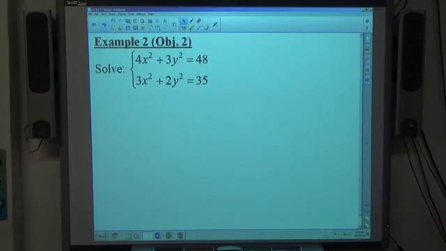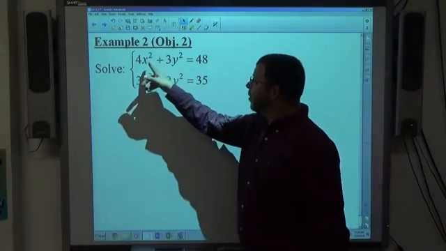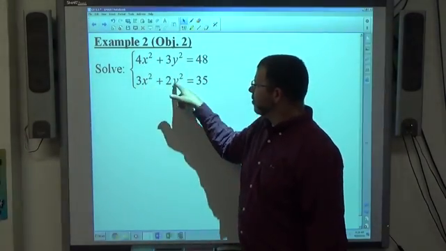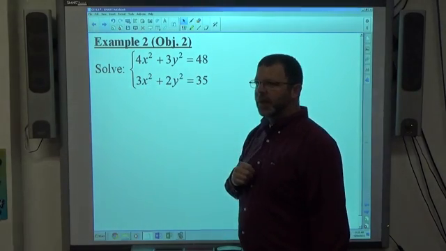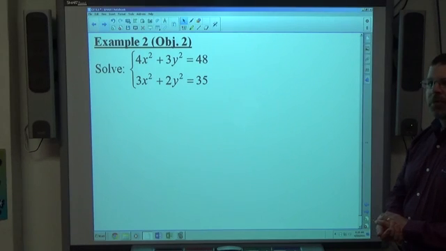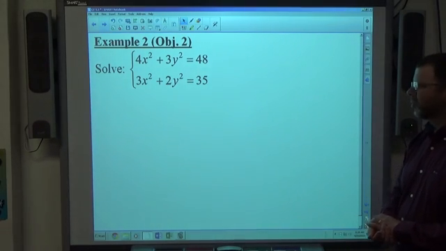All right, moving on to example 2, 4x squared plus 3y squared equals 48. This is an ellipse equation. X squared and y squared both have the same sign. This is also an ellipse, x squared, y squared both the same sign. So they're both centered at 0, 0. We can have up to 4 points of intersection, so we'll see what happens.